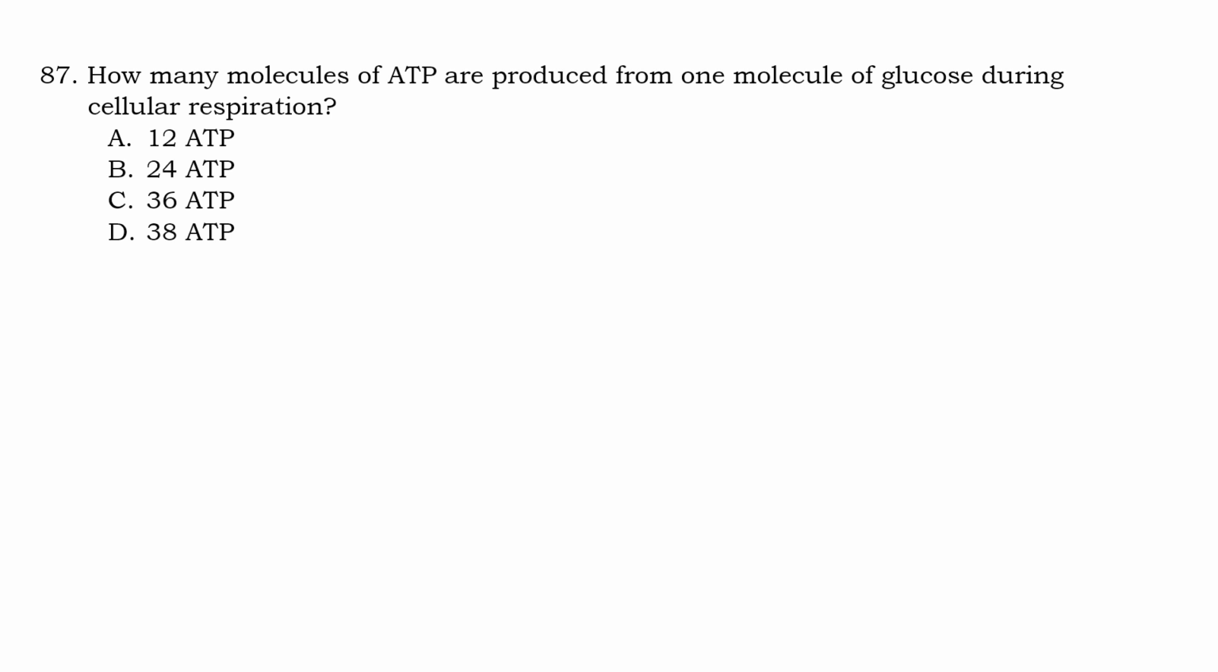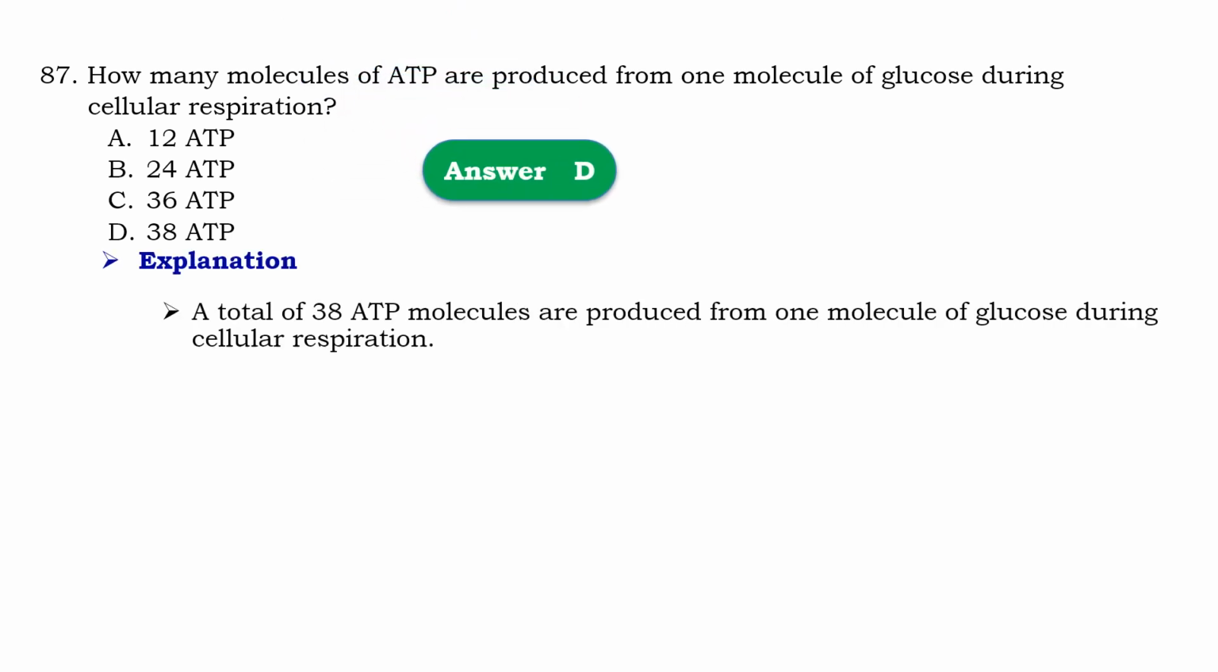Question number 87. How many molecules of ATP are produced from one molecule of glucose during cellular respiration? So that should be D, 38 ATP. Means that a total of 38 ATP molecules are produced from one glucose molecule during cellular respiration.